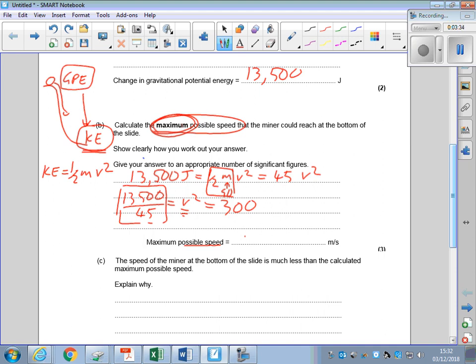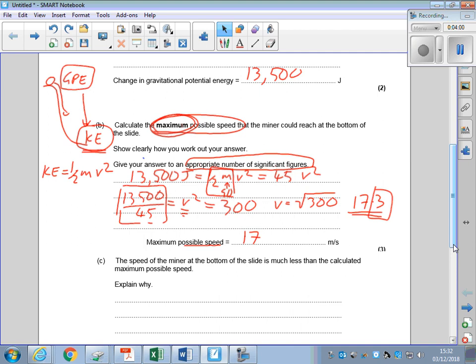So what we need to do to get v is take the square root of 300, and that comes to 17.3 meters per second. But we're not going to put that in because it's asking for an appropriate number of significant figures, and we've been working from two significant figures from the data it's given us. So we're not going to worry about the 0.3. We're just going to say 17 meters per second.